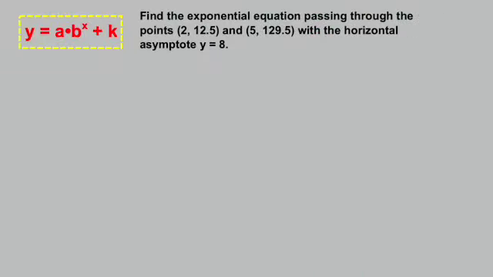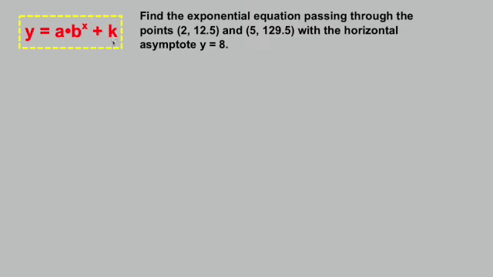Another type of problem that you might see is where not only are you given 2 points, but you're given a horizontal asymptote that's different from the standard graph of y equals 0. So in this case here, the asymptote is going to be y equals 8. And all that does is it moves the graph up 8. That's going to be our k value.